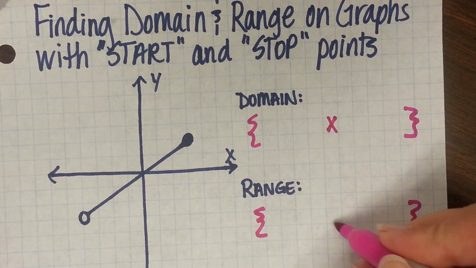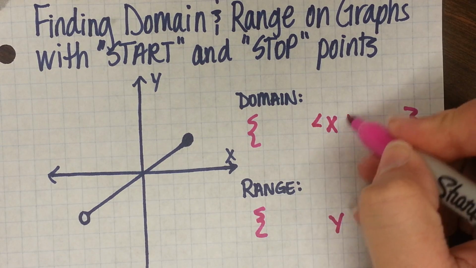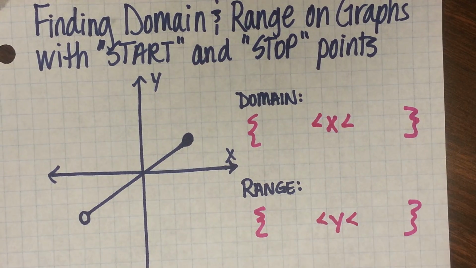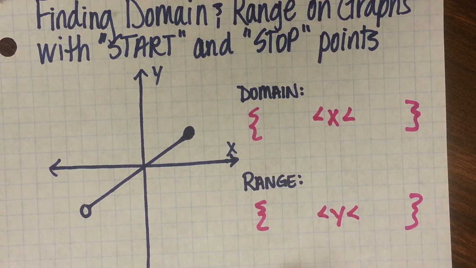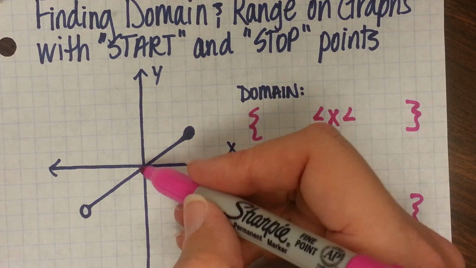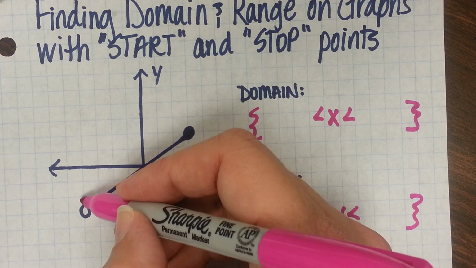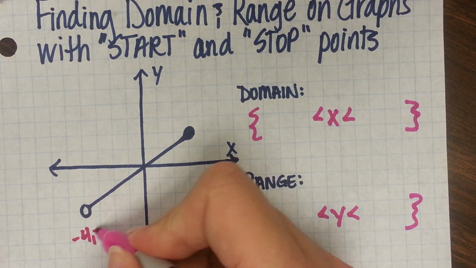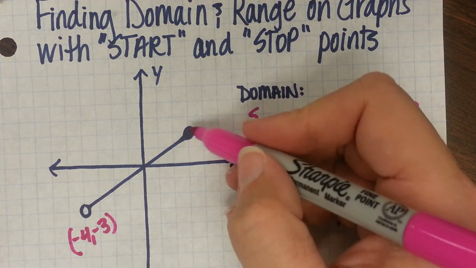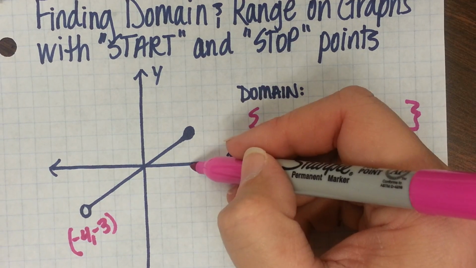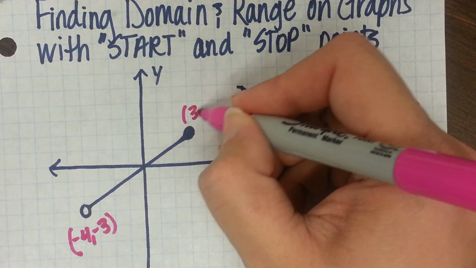So we're going to go ahead and start with our x and our y. And it was always easiest for us just to go ahead and put less than symbols around those. Alright, I need to know what these 2 points are. So this one is at negative 4, negative 3. This point is at 3, 2.